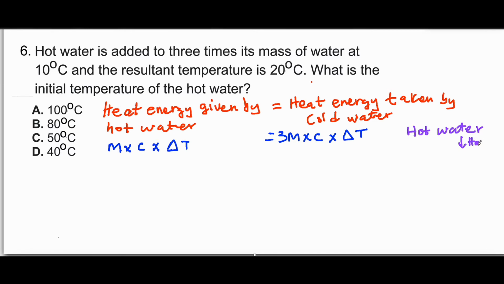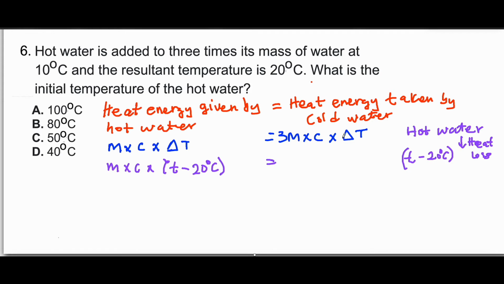Okay, so for the heat loss, talk about the changes in the temperature. The initial temperature we don't know, let that be T, so we subtract the resultant temperature, which is 20 degrees, from the initial temperature. So this is the change in temperature of the hot water. So we're going to write this out: M times C times T minus 20 degrees Celsius. All right, good.